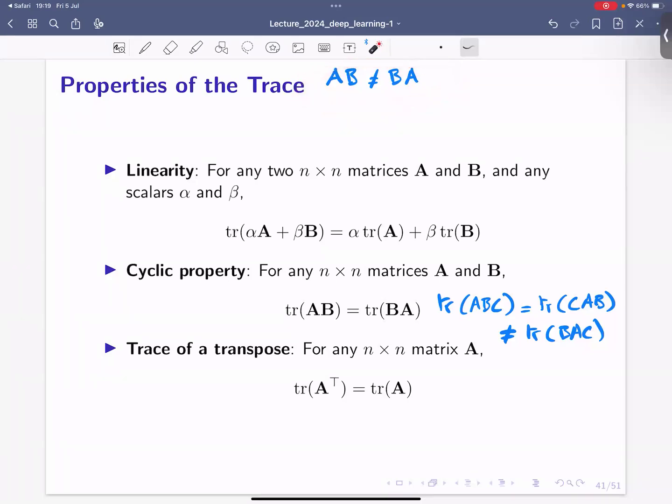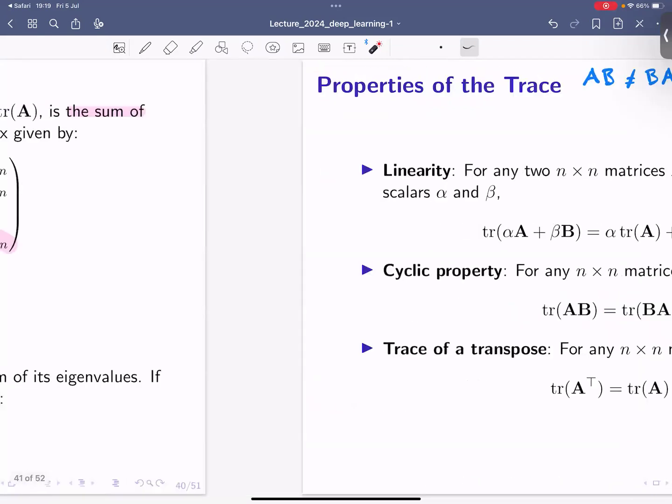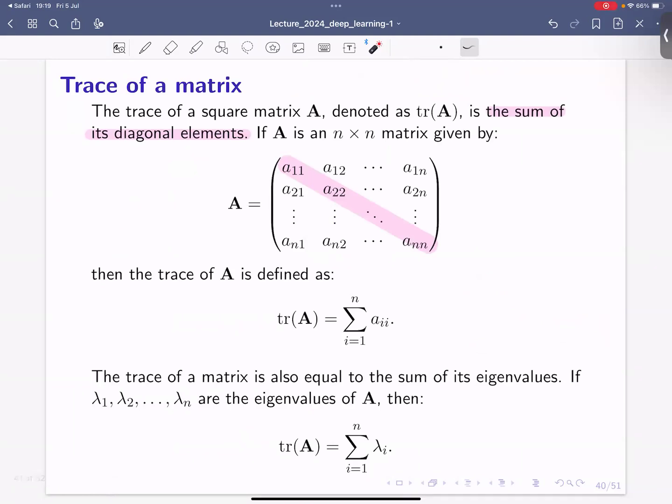And finally, the last property is that the trace of A transpose is equal to the trace of A itself, right? And this is logical if you think of the definition. When you transpose, the diagonal doesn't change. So of course, the trace does not change.